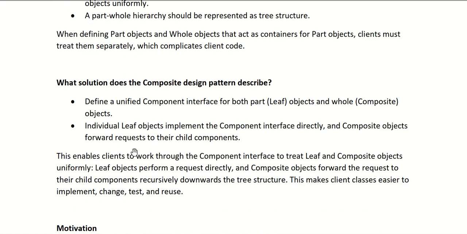What solutions does the composite design pattern describe? Define a unified component interface for both the part, that is the leaf object, and the whole, the composite objects. This removes the discrimination between part and whole structures. This component will contain a uniform operation which is the same across part as well as whole. Individual leaf objects implement the component interface directly, and the composite objects forward requests to their child components collection. The composite objects maintain a list of leaf objects, and whenever a call comes they forward those calls to the child components.